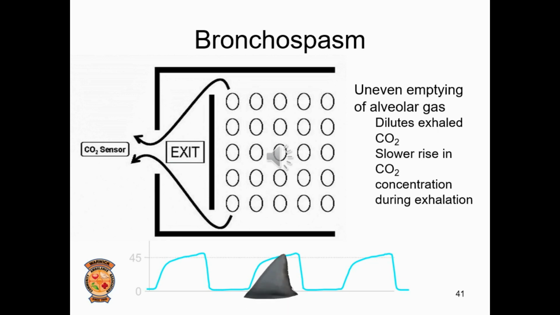The shark fin waveform: when there's an extended exhalation time, phase 2 and 3 kind of run together, and it's called a loss of alveolar plateau, and that's again where we get the characteristic shark fin waveform that you see at the bottom of the screen.